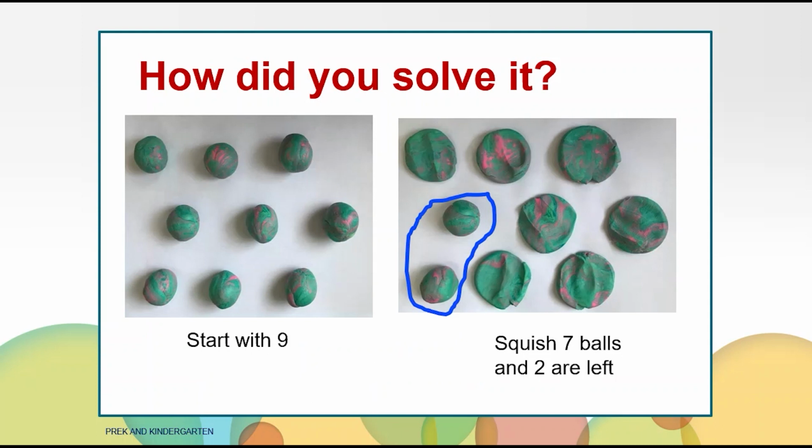Here are some ways you might have solved it. Maybe you used Play-Doh. I made 9 balls of Play-Doh because the problem said there were 9 cows in the field. Then I squished 7 of the balls because the problem said 7 cows went in the barn. Then I circled the 2 balls of Play-Doh that were left. There are 2 cows left in the field.